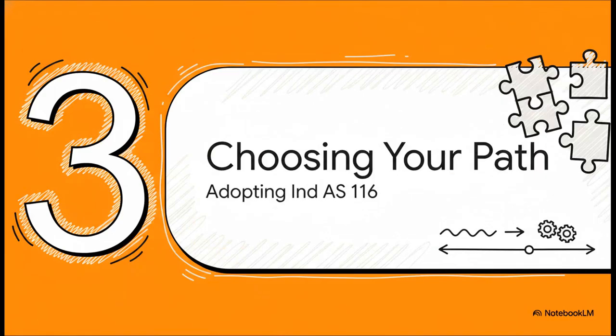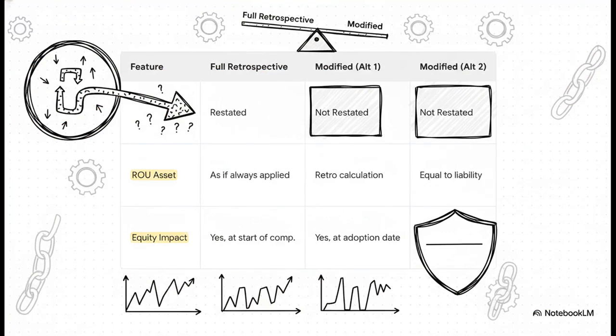We've seen how to handle changes and subleases, but that kind of begs a bigger question, right? How does a company even begin to apply this beast of a standard? And that brings us to our final topic, choosing your transition path. When adopting this standard, companies get a choice. They can take the full retrospective path, which is a massive amount of work. You have to go back and restate all your past financial years. Or they can choose a much simpler, modified approach. And believe me, the path they choose can have a dramatic impact on their financials, especially on their equity.